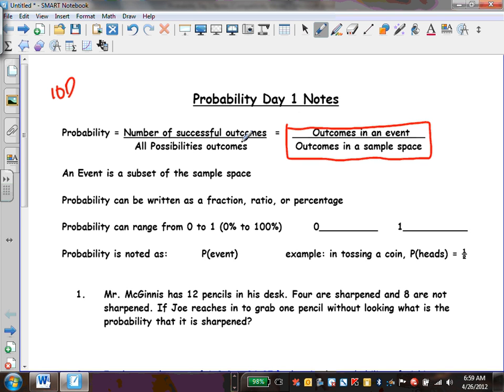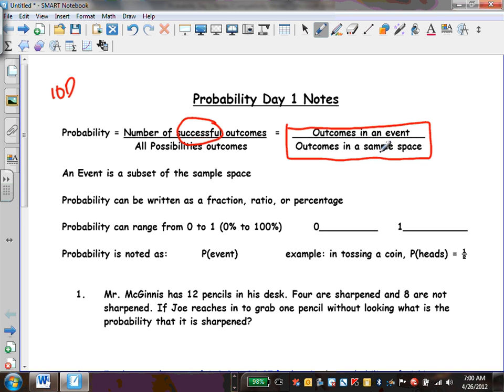Okay. So an event is a situation that you are trying to take the probability of. So outcomes in an event that you want to be successful. Okay. And that's the key word that we're going to use there. Successful outcomes, successful events here.